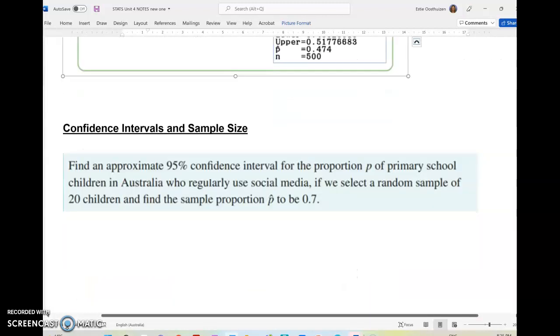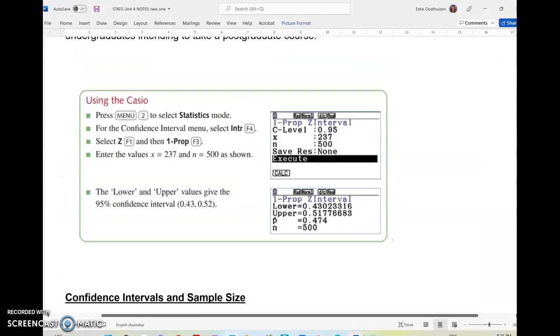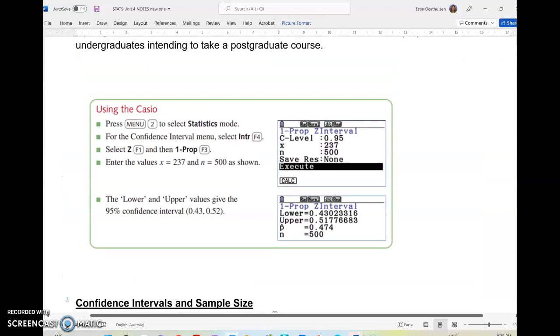All right, so what you do is, and you can just read through it as well, you go to Stats, as we always do. At the bottom, if you look at F4, it says INTR, which stands for interval. So press that, and you're going to press the Z-score. We've got one proportion, so 1. And our confidence level is 0.95.